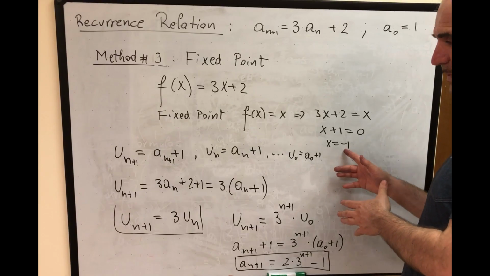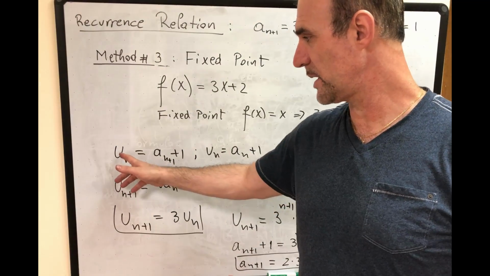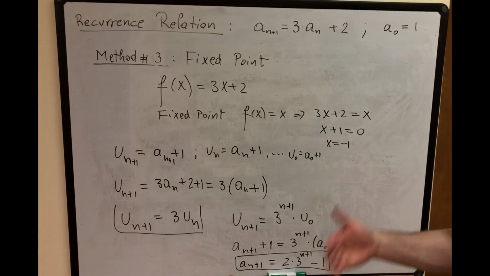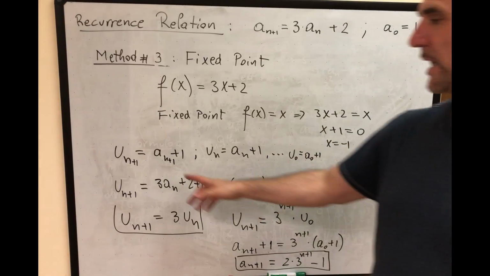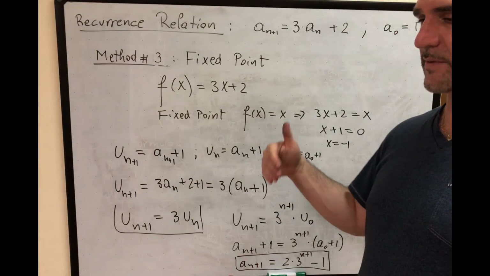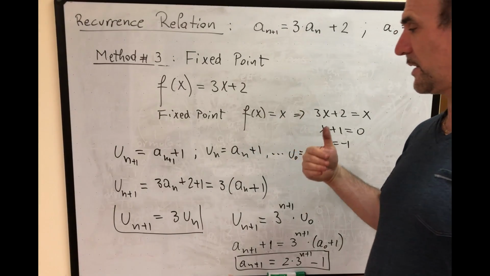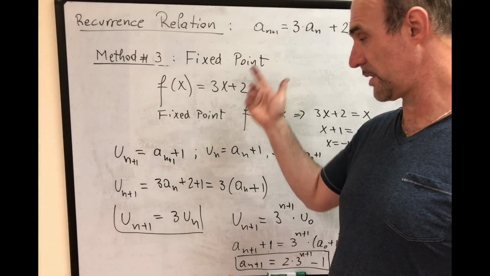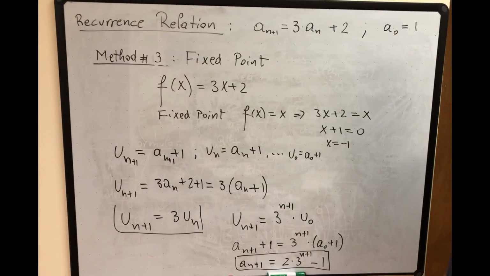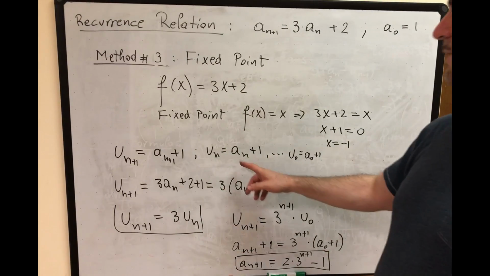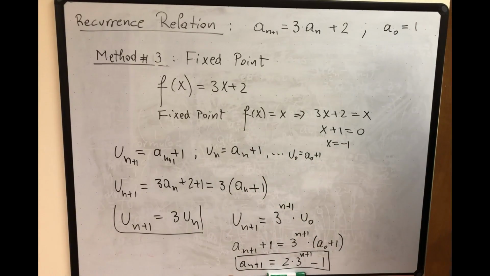Since the fixed point is -1, the translation is going to be u of n. So we define a new sequence in terms of the old one. It's going to be u of n equals a of n plus 1. So whatever the nth term of this sequence is, it's going to be the nth term of the original sequence plus 1. That's where the shift is. And so u of 0 is going to be a of 0 plus 1.